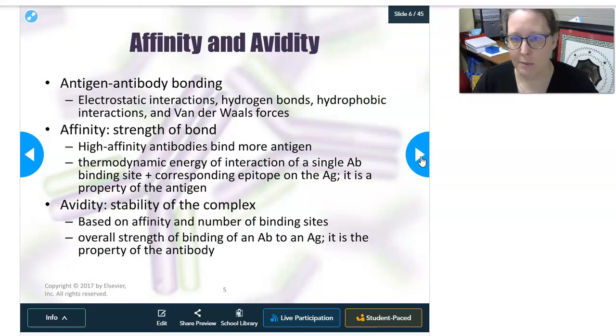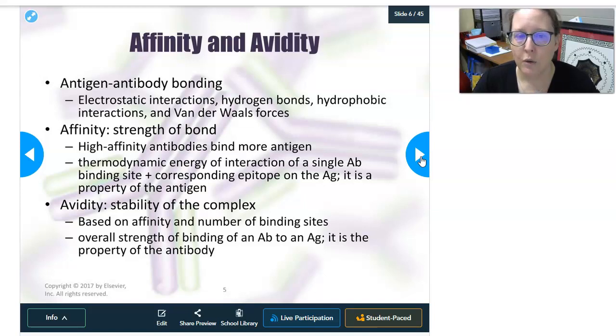Okay, so now the concept of affinity and avidity, which I mentioned on the first slide. So those are related to antigen-antibody bonding. They are due to the electrostatic interactions, hydrogen bonds, and hydrophobic interactions and van der Waals forces between the antigen and the antibody. So there's quite a few different variables here that make an antigen bind to an antibody.